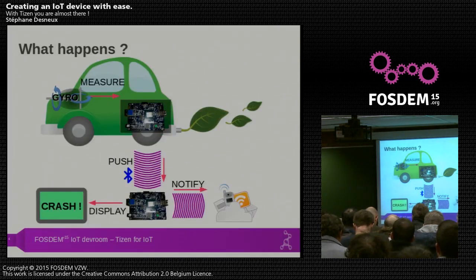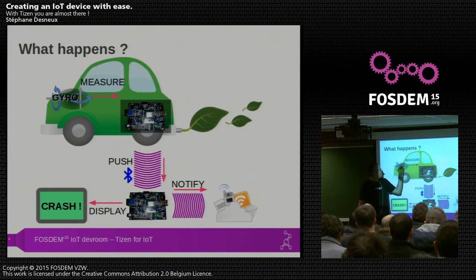So what happens? I have two Minnowboard Max boards here, this one and this other one. This one is plugged into a gyroscope, accelerometer and magnetometer in my little car, okay? So we suppose that the car is transporting a crocodile from one zoo to another. So it's very dangerous. The crocodile shouldn't escape and the car shouldn't crash, okay? So we'll try to monitor what happens on this car.